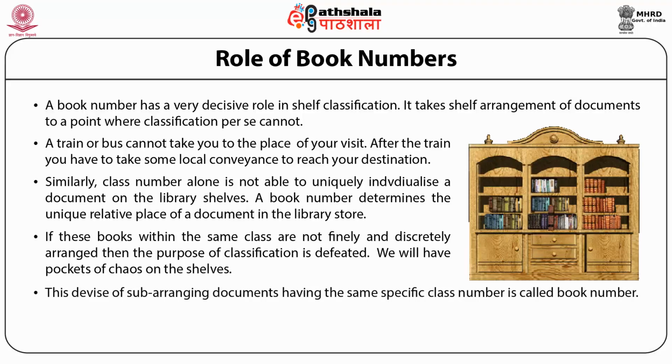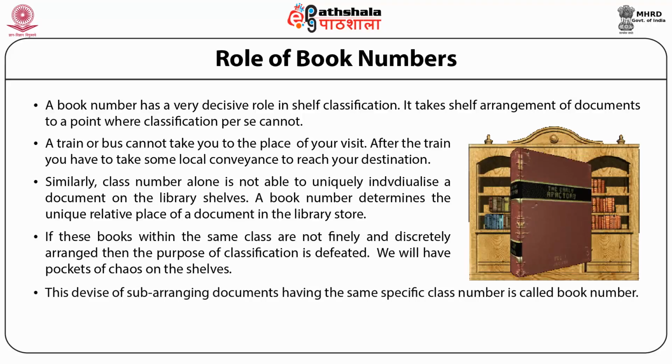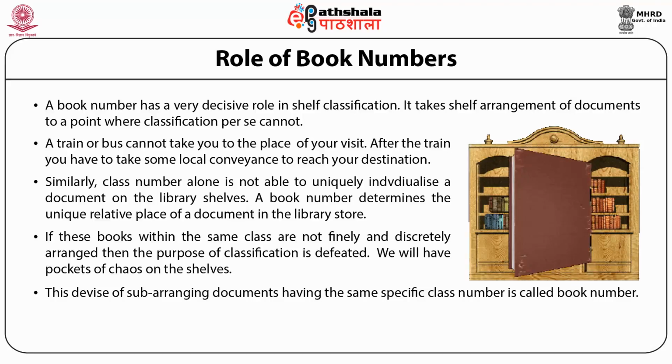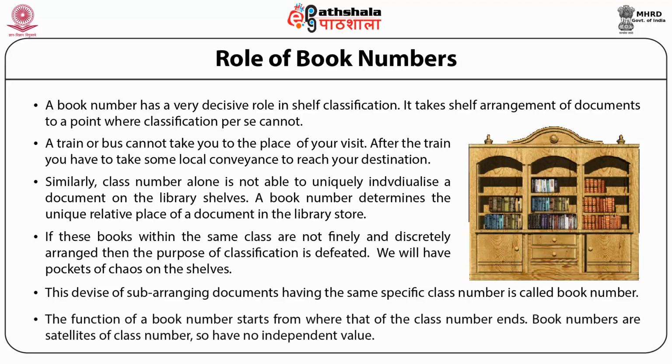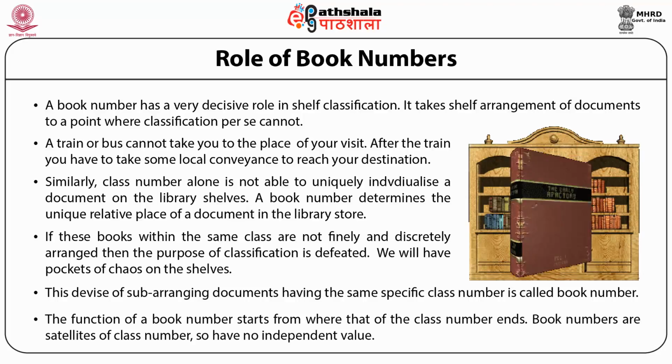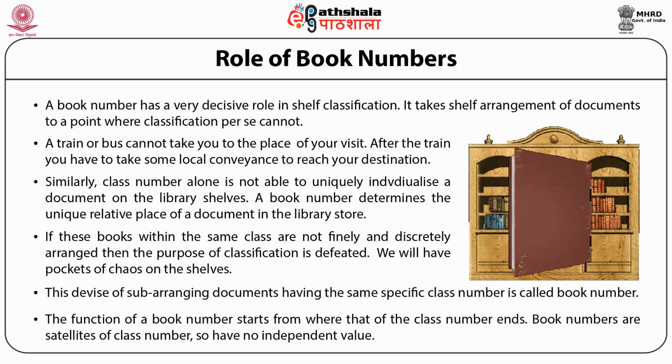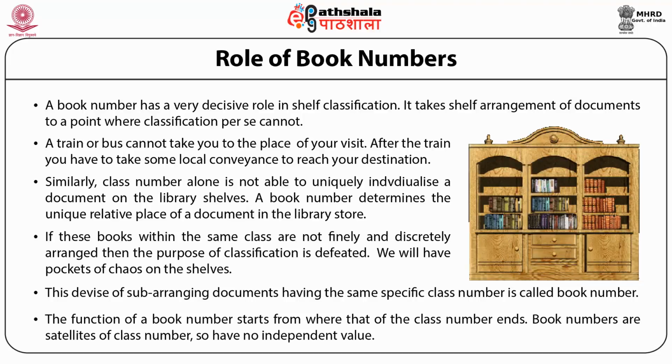This device of sub-arranging documents having the same specific class number is called book number. Sometimes it's called author number too. The function of book number starts from where that of the class number ends. Book numbers are thus satellites of a class number, so have no independent value. That is, by itself, a book number cannot arrange a document, but when it supports the class number, then the book gets a unique place on the shelves and a unique call number too.